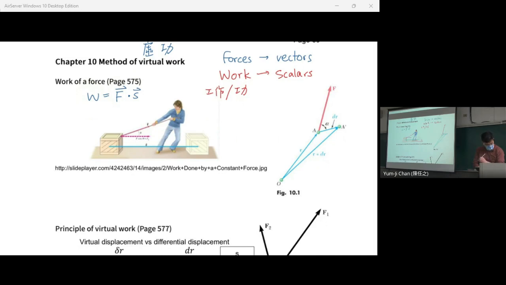If we have motion, if we have a displacement of dr and we have a force F, let's look at the figure here. If the particle moves from A to A prime, this motion is dr. Because the original position of A is r, and after motion, the location is now at r plus dr.